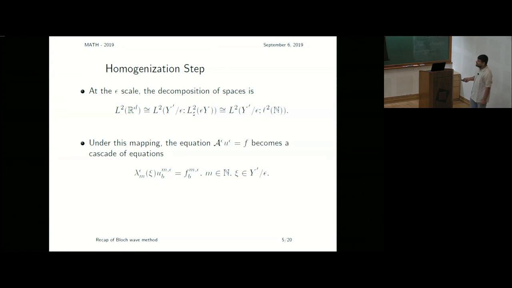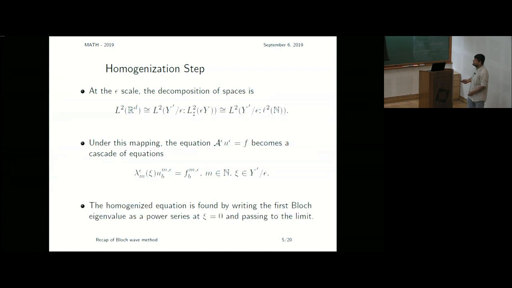And now if we want to obtain the homogenization result, we need to expand the first Bloch eigenvalue as a power series at xi equal to 0, and then we pass to the limit.